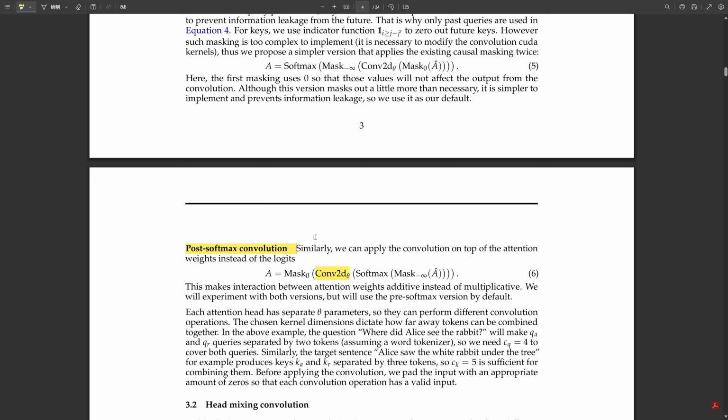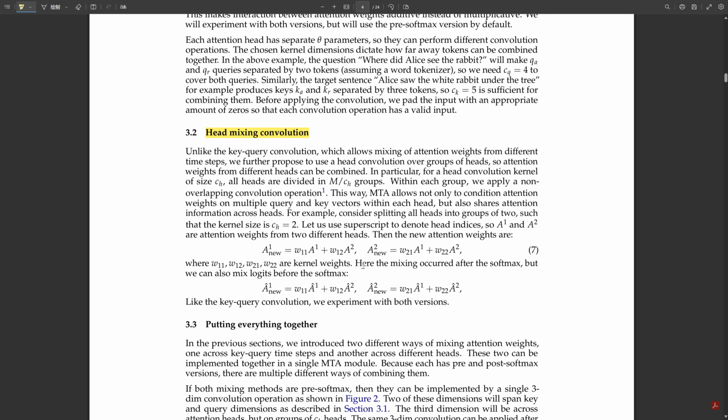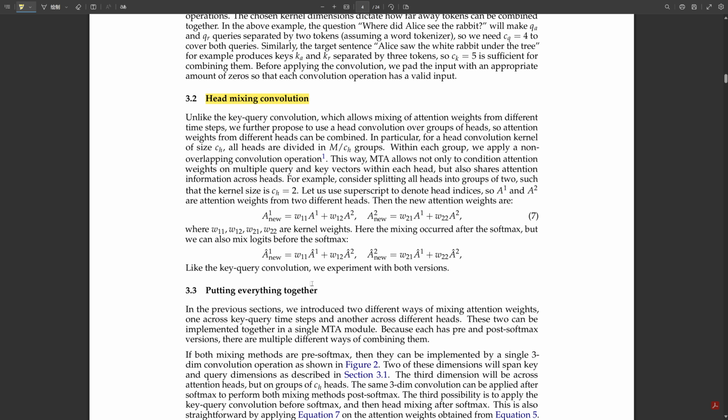Right. And in Appendix B, they even talk about how post-softmax head convolution can be seen as making the output projections from a standard attention head more expressive, effectively increasing its rank. Okay, so it's like giving the model a richer language to describe what it's seeing. Exactly. Makes sense. And lastly, we've got group normalization with depth scaling.